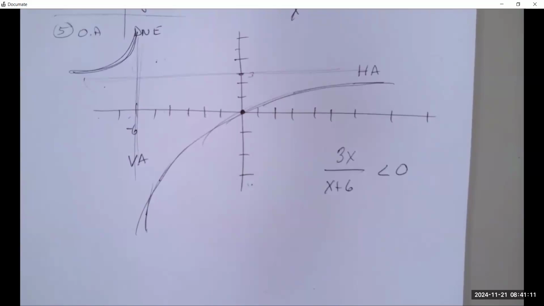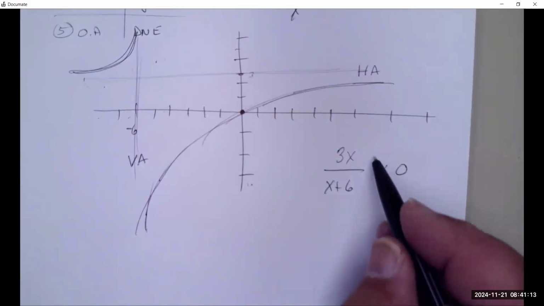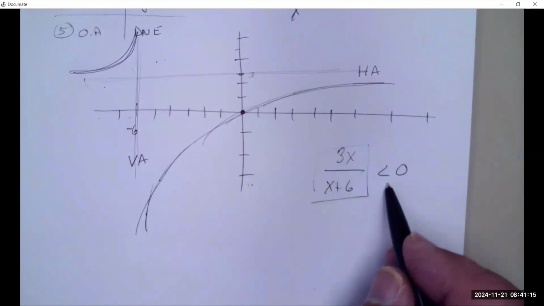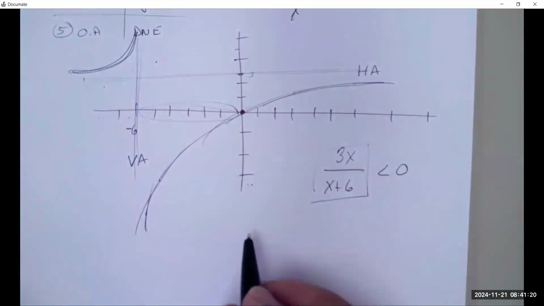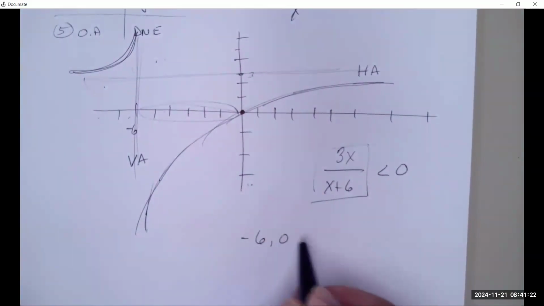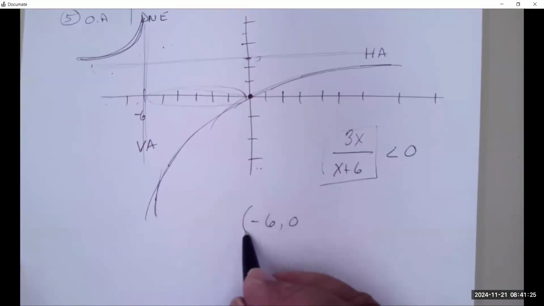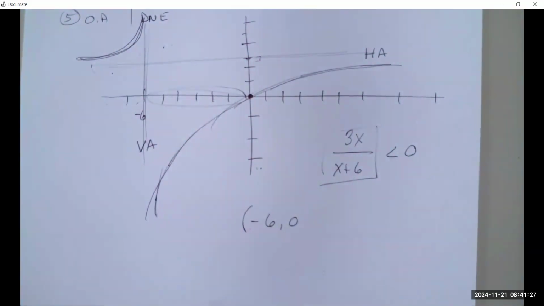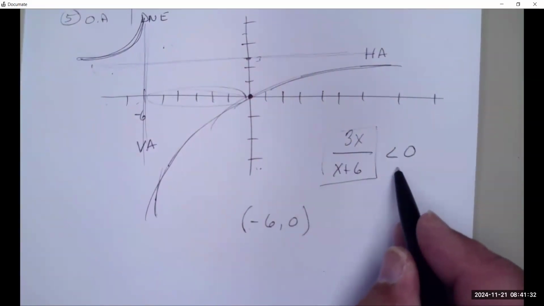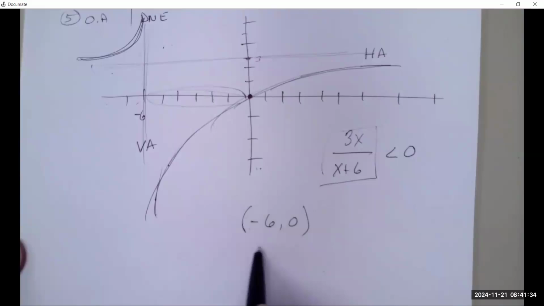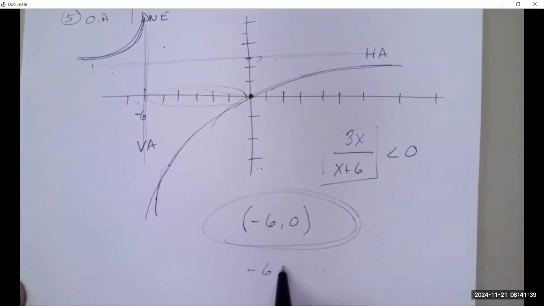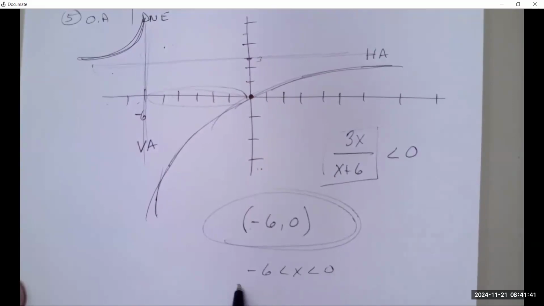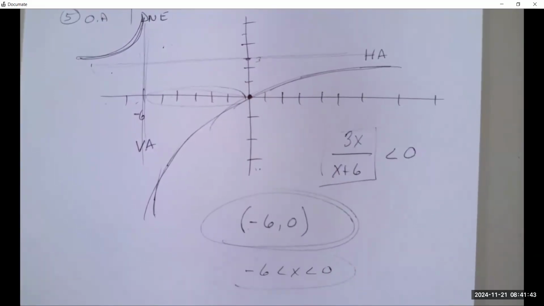Now we have to go back to our equation. We're only looking at for what part? Where it's less than the 0. So it's only less than 0 in this right here. So it's between -6 and 0. -6 is a vertical asymptote, so you cannot use that. 0 I cannot use because there's no equality sign. I cannot use the intercept. So there's my answer. Or -6 is less than x is less than 0. Either one of those, depending on which format it wants.